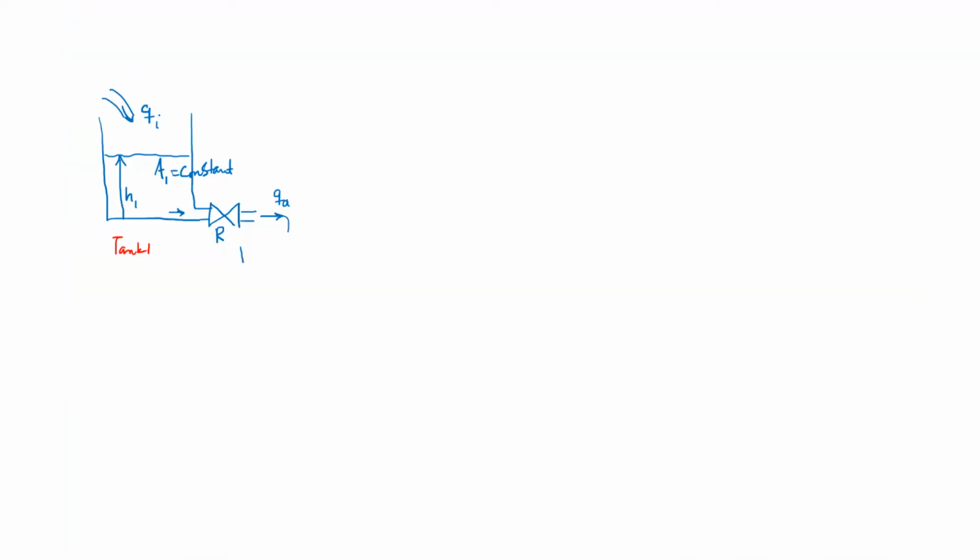So for tank number 1, you can see that there are two elements in it. One is the storage element corresponding to the fluid, which is capacitive in nature, and the other one is the valve over here, which is a resistive element having a resistance R. So I'm going to have these two elements listed over here, capacitive and the resistive element.